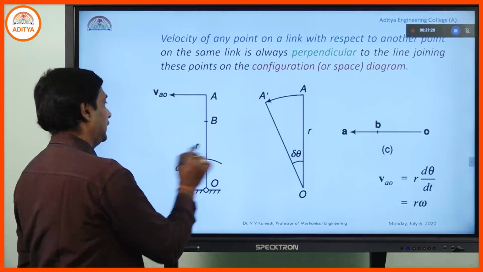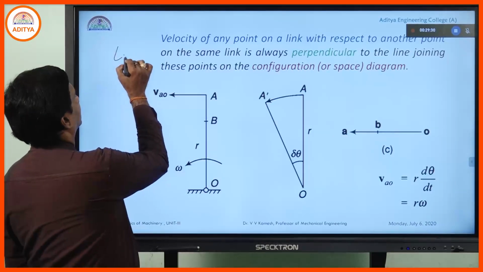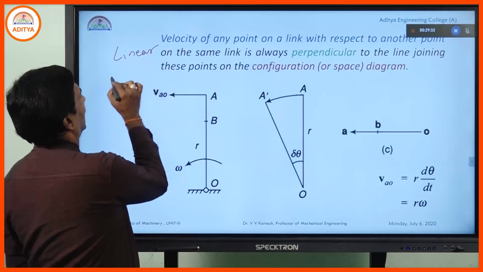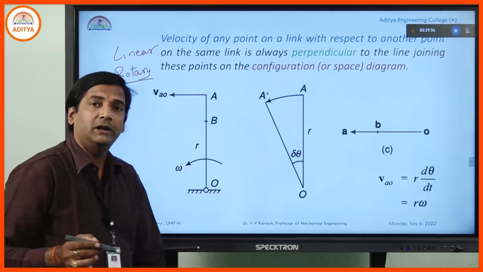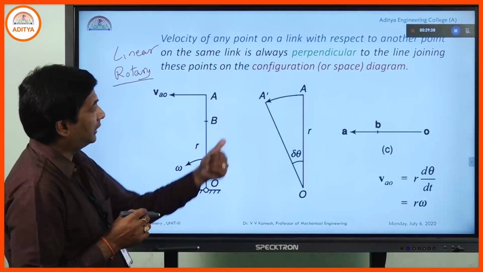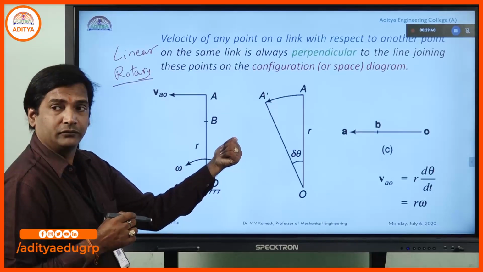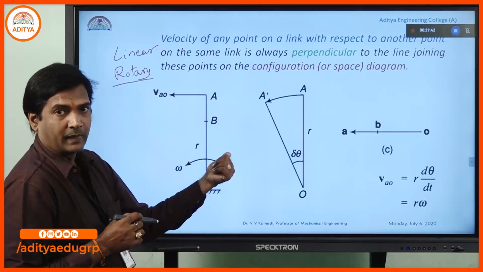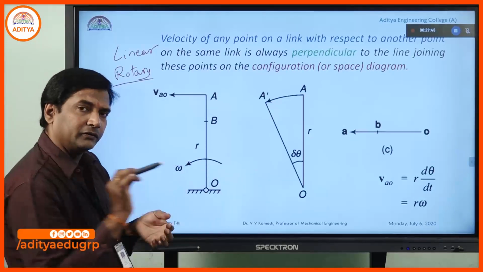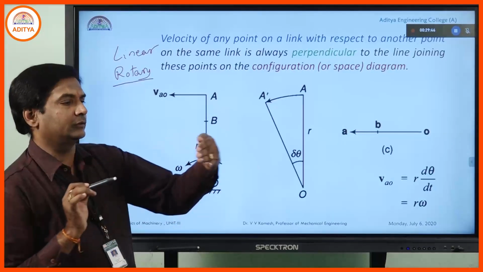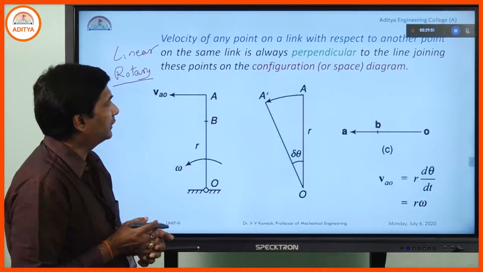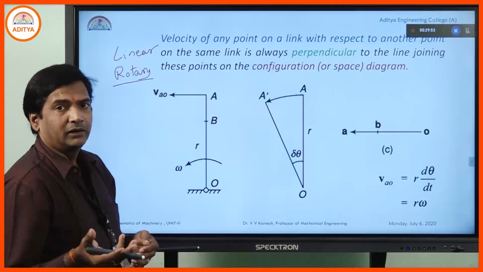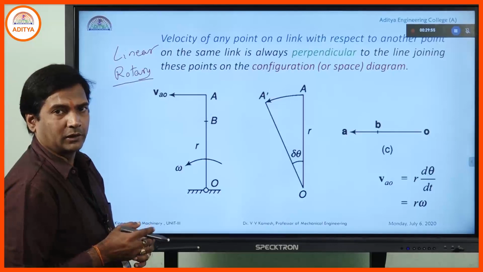One is linear motion and the second is rotary motion. Whatever the linear motion we have, we already discussed earlier in the relative velocity method. If one link is moving like this with a velocity and another link is moving with some other velocity, both in parallel directions, then the relative velocity of one link with respect to the other is very easy to calculate.